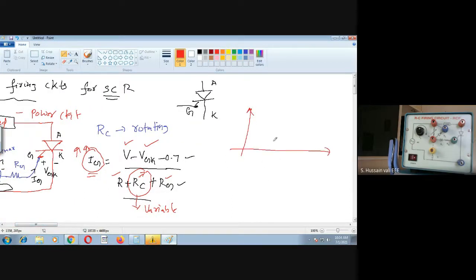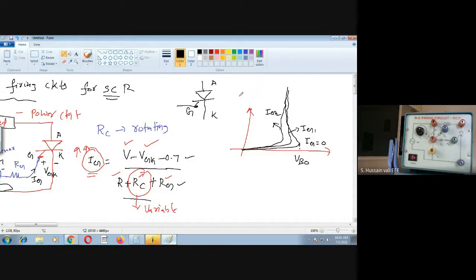By varying the IG value, now I just recall the characteristics of SCR. Only the forward path I will draw. This is one graph. This is another graph. So you get one graph like this. This is VBO, the breakover voltage. Here in this case, IG is 0. But when you increase the value of IG, you find that this graph slightly comes towards the left side and joins like this. So the graph moves towards the left side when you increase the value of IG. Here this graph is IG1, whereas this graph is IG2.